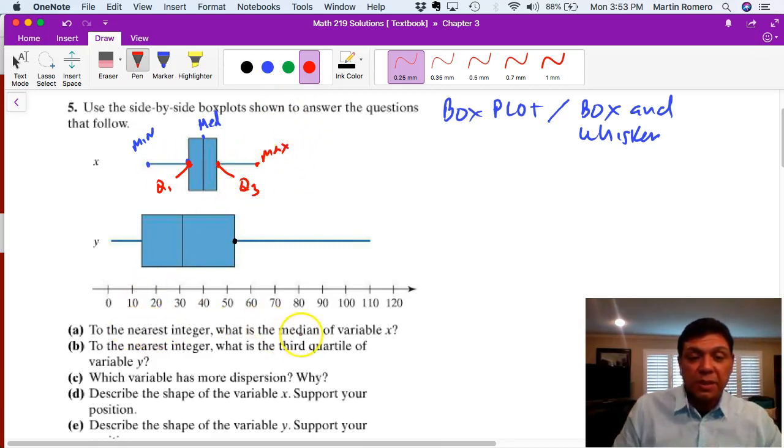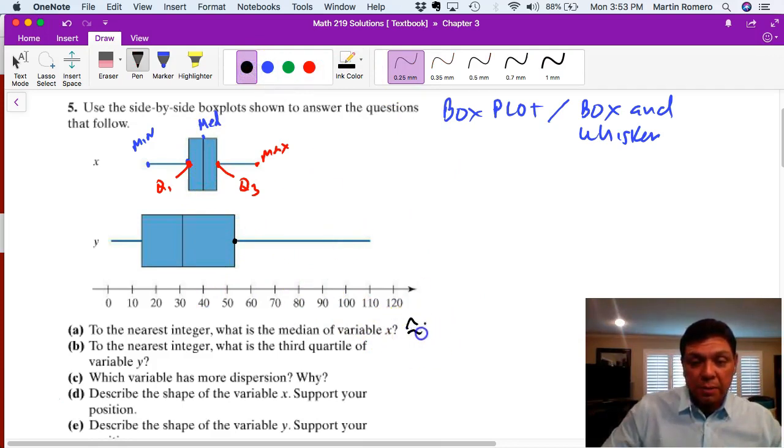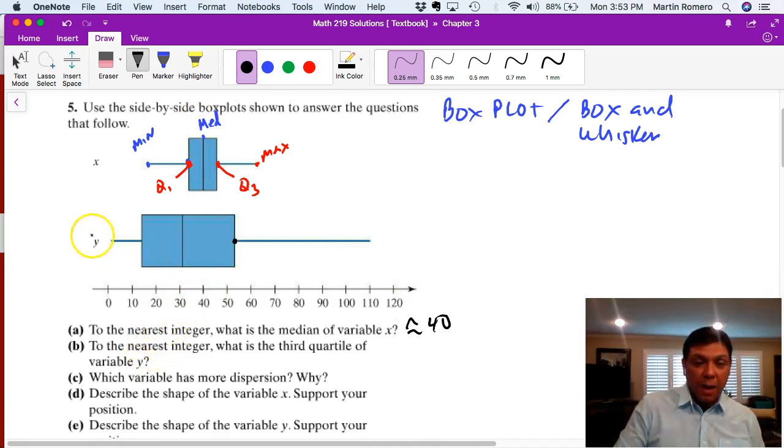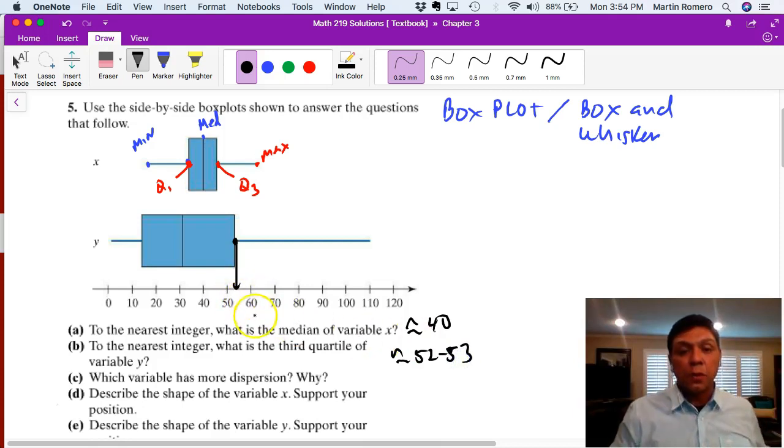So to the nearest integer, what is the median of variable x? We would look right here and say that value is approximately 40 for the median, looking at that line and how it lines up. To the nearest integer, what is the third quartile of variable y? Looking at the quartiles, again in quarters, first quarter, second quarter, third quarter, this is where we would find our quartile. And I would say for that one, it's approximately 52 to 53. Maybe 51, but about 52 to 53.